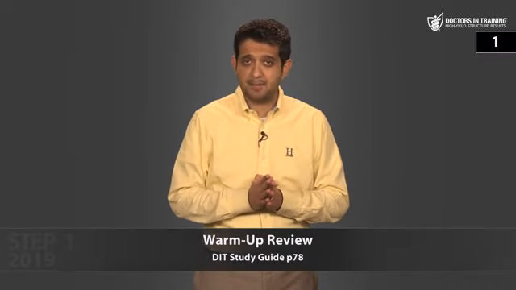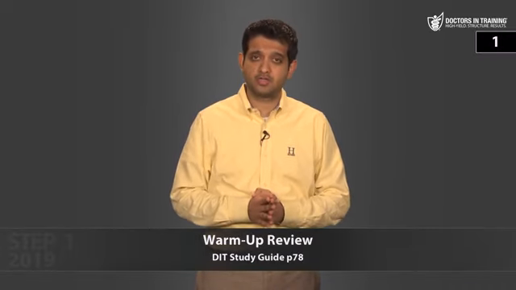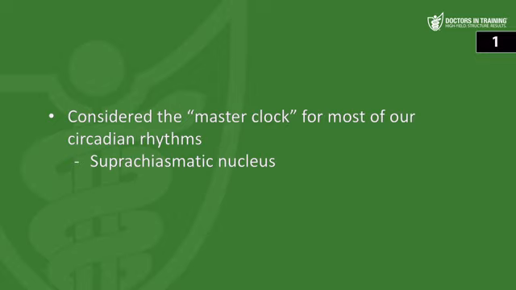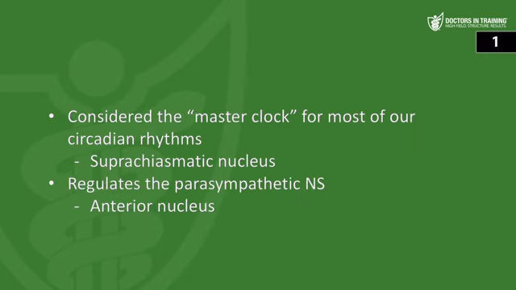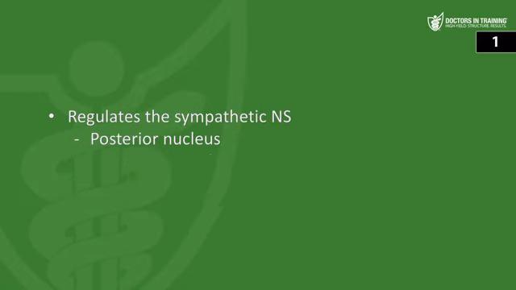Which nucleus of the hypothalamus fits each of the following descriptions? So this is considered the master clock for most of our circadian rhythms. It's the suprachiasmatic nucleus. Next, regulates the parasympathetic nervous system. This is the anterior nucleus. Next, regulates the sympathetic nervous system. This is the posterior nucleus.